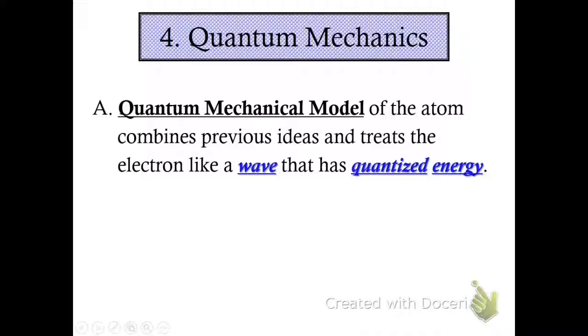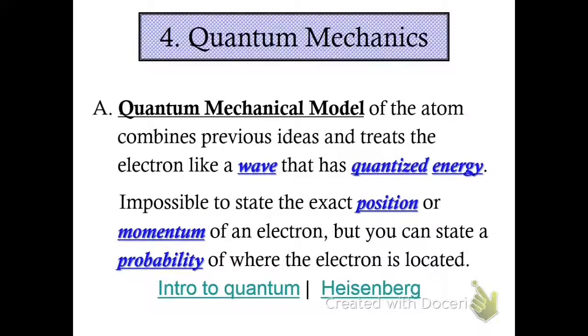This leads us to the quantum mechanical model of the atom, which combines a lot of the previous ideas and treats the electron like a wave that has quantized energy. It's impossible for us to state the exact position or the momentum of an electron, but you can state the probability of where that electron will be located. It's very complex, and we're going to watch some videos and discuss more in class.